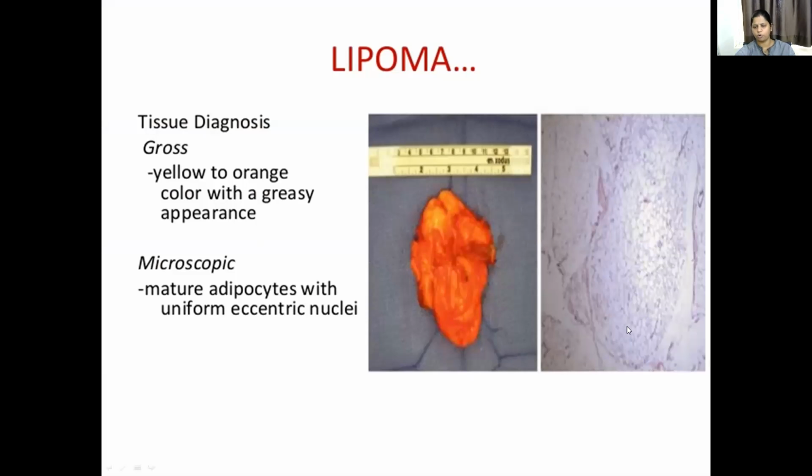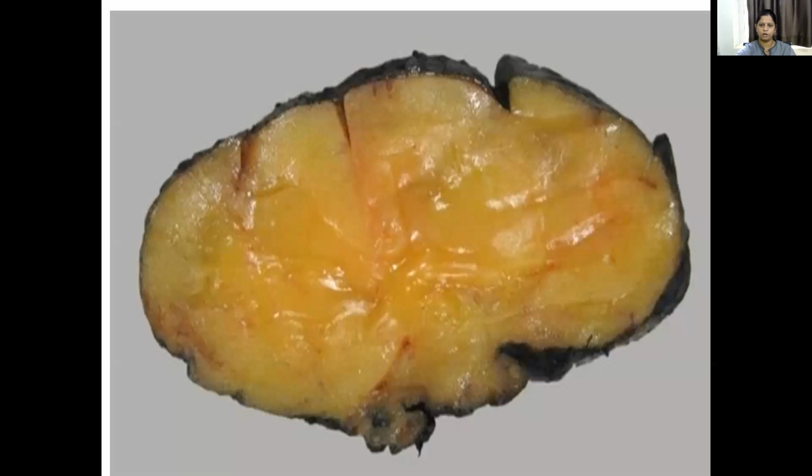Microscopy, you already know, shows mature adipocytes with uniform eccentric nuclei. Because the fat accumulates in the cells, it pushes the nucleus to one side; that is what you call eccentric nuclei. See here also, you can see the skin, because it is a subcutaneous swelling, with a capsule. It is all yellow and greasy, with very little fibrous tissue.